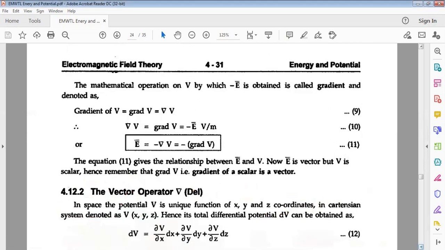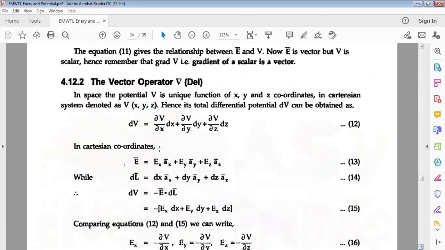Now, the del operation. In space, the potential is unique. It is a function of x, y, and z coordinates in the Cartesian coordinate system. dV is equal to partial derivative, dou V by dou x dx, plus dou V by dou y dy, plus dou V by dou z dz.